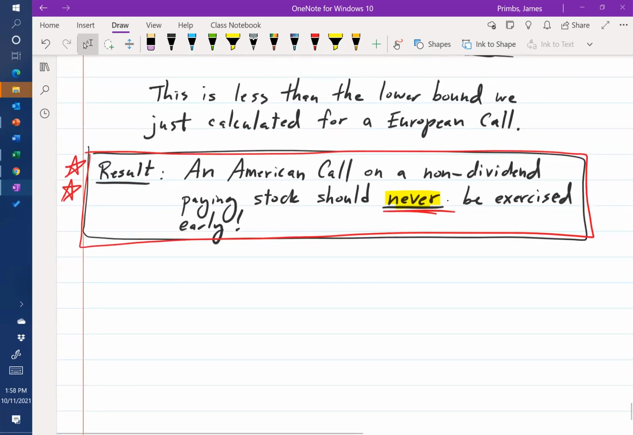Okay, has everybody got that? So this is a really important result. If you're trading in option markets, make sure you know this. Never say, oh, I got an American option here, so I can exercise early. If it's a call on a non-dividend paying stock, that ability to exercise early does you no good, because you will never use it. And anybody who knows their options will never use it.